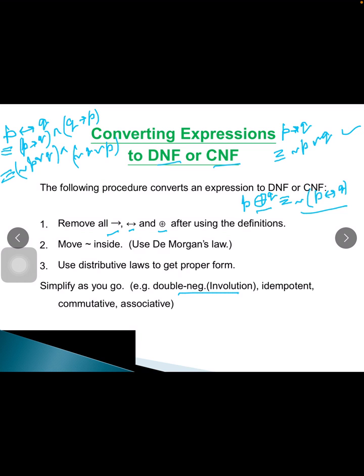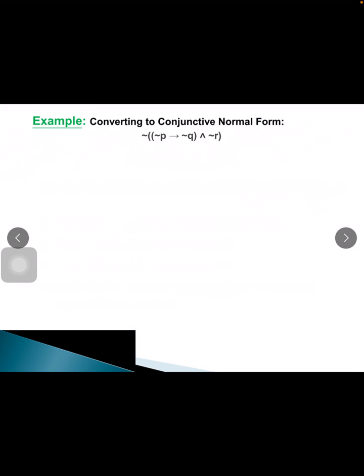Double negation means the involution, means if you have the negation of negation P in your proposition, there you can use double negation, right? Because negation of negation P is your P. And you can use idempotent, commutative, any law to convert your expression into the DNF or CNF. Clear?